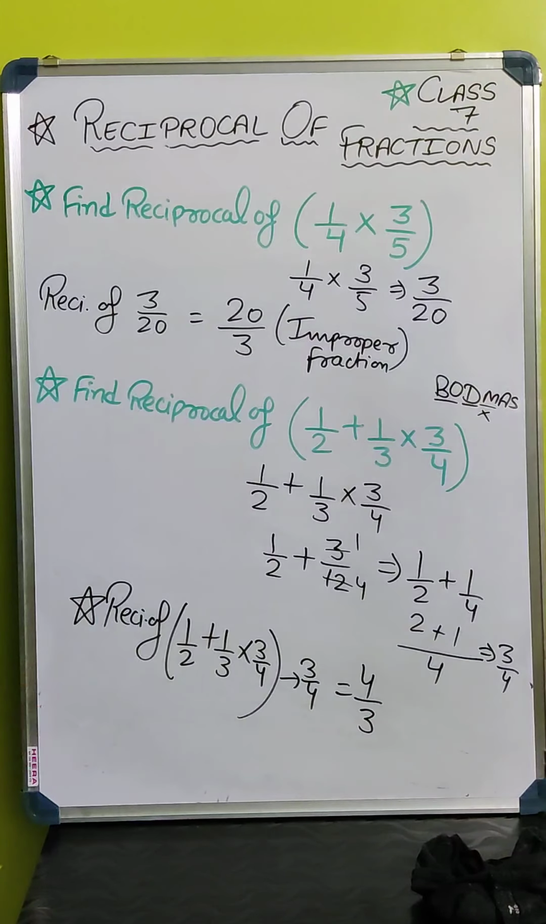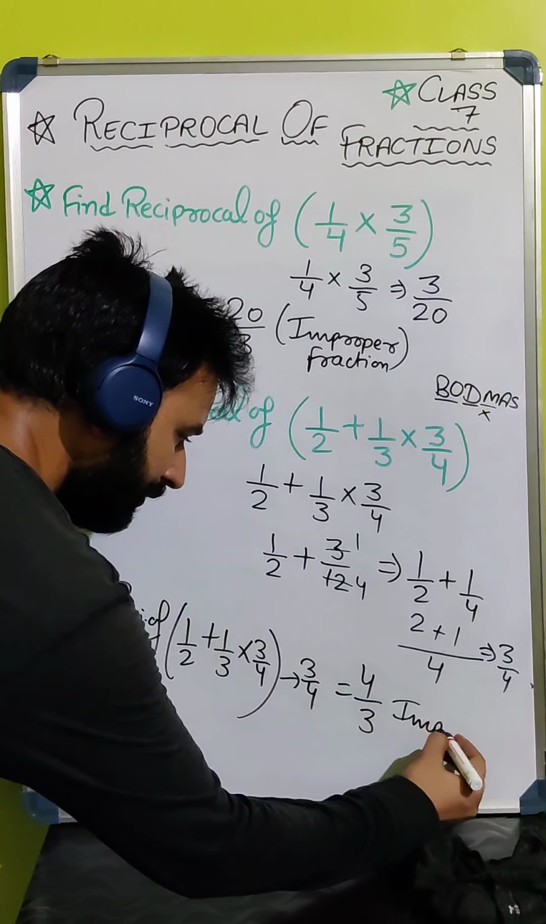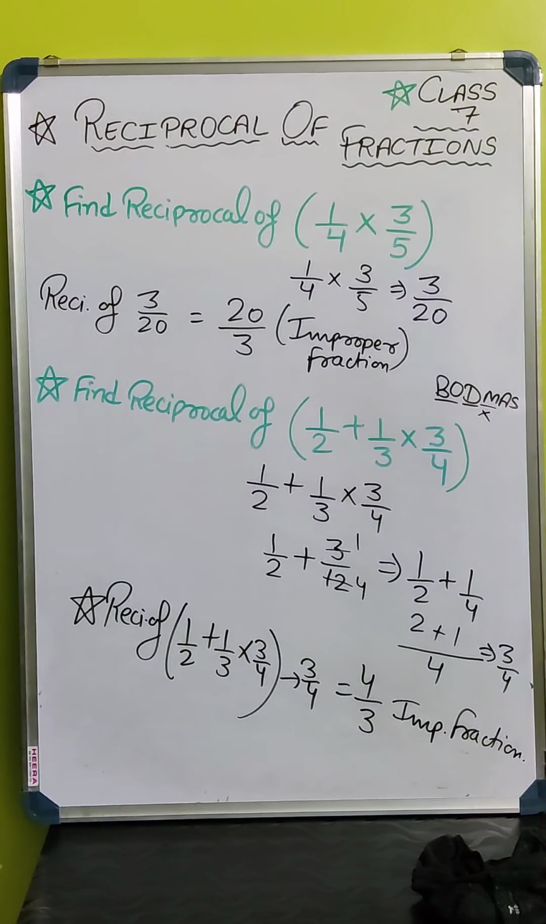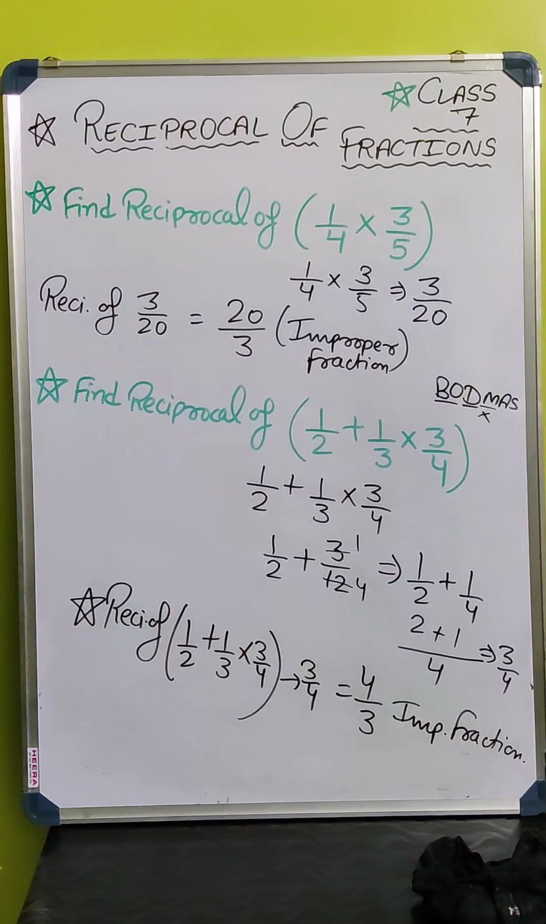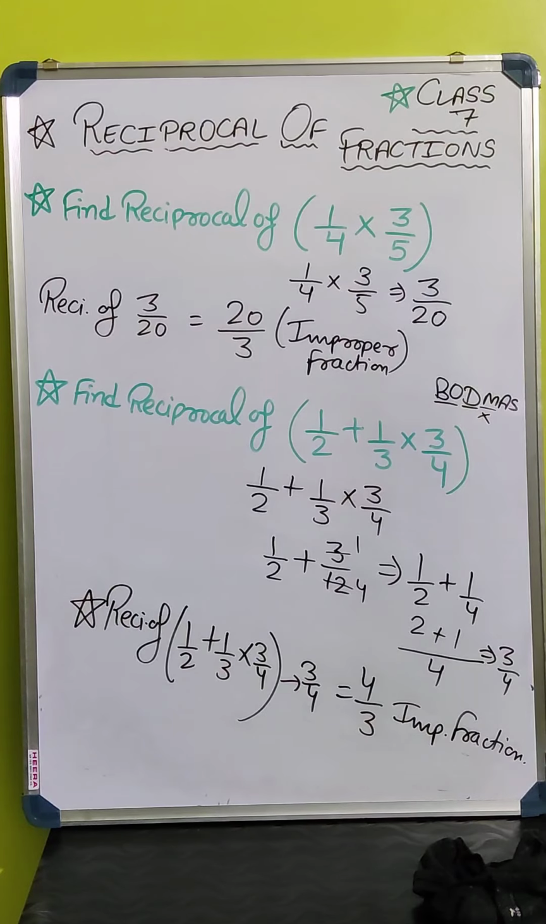So what is 4 by 3 here? Proper or improper? This is an improper fraction. I hope you understand the concept. Whether you have to find the reciprocal of any operations like addition, multiplication, subtraction, division. Division we will discuss now. In the same question they can ask about 2 operations, 3 operations. Then simply find out the result and take the reciprocal. Definitely you will get your answer. Okay. Now we will discuss the division part.